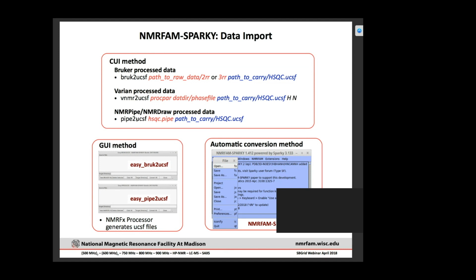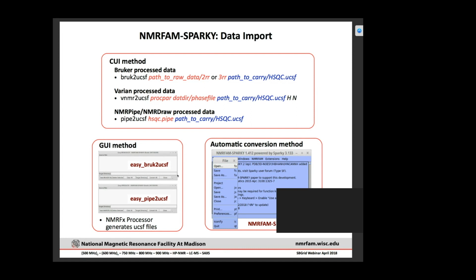Or if you need to handle multiple files, there is a new GUI tool called EasyBruk2ucsf or EasyPipe2ucsf, where you can select multiple raw spectra and the automatic conversion to UCSF into a target directory you designate will make your life much easier. And also there is NMRFx Processor from Bruce Johnson. It also supports generating UCSF files, so you can use that tool too.